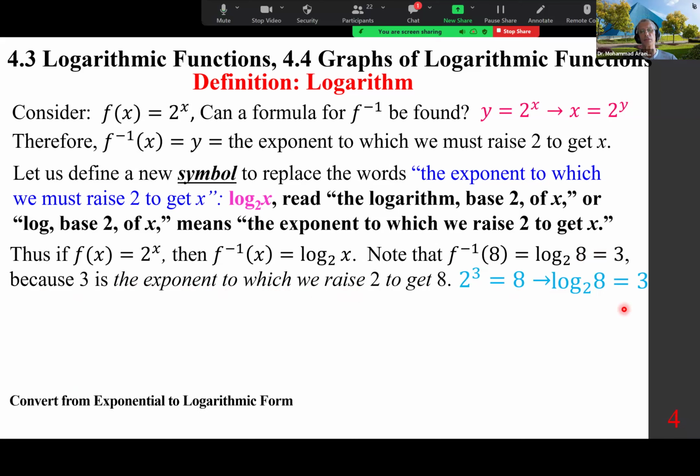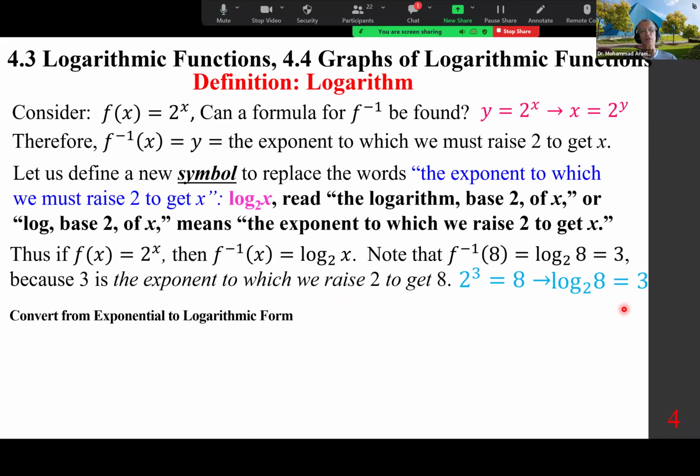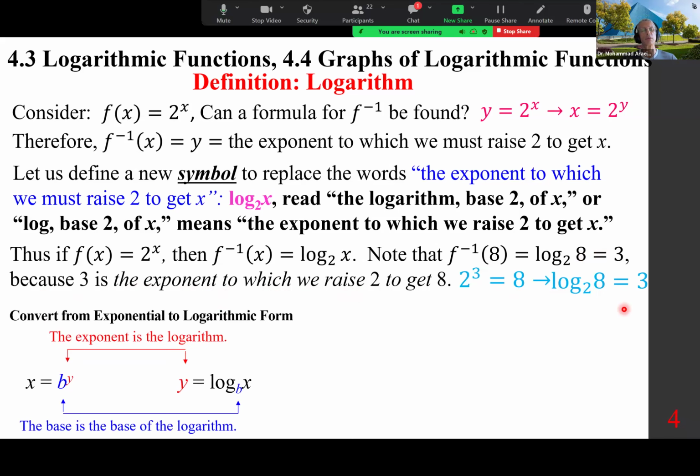So that's the definition. Now, conversion from exponential format to logarithmic format. Notice, this is the exponential format. This is a logarithmic format. They both have the same exponent, the same base. And so the best course of action is to pay attention to the arrow that I'm going to give you, b to the power of y equals x.